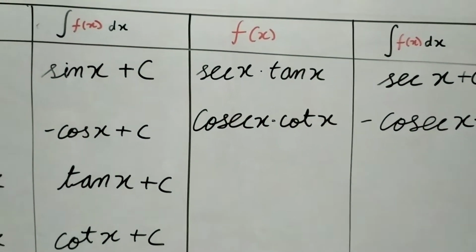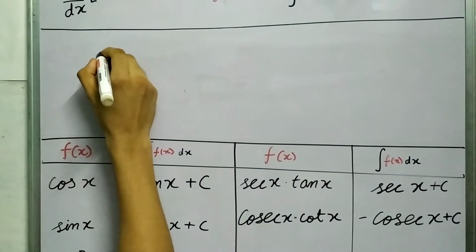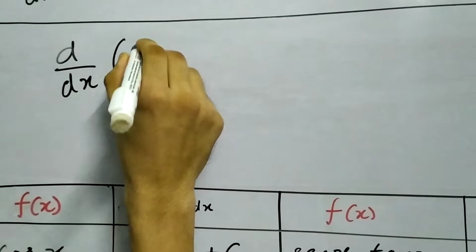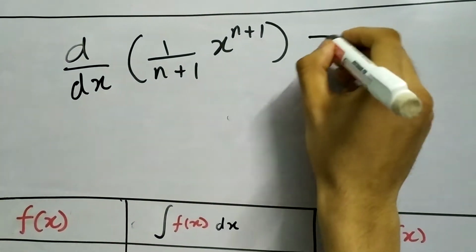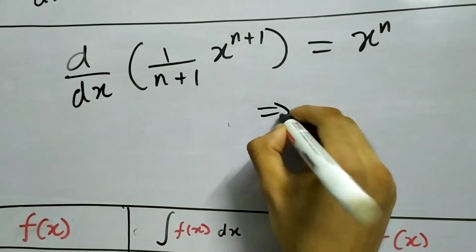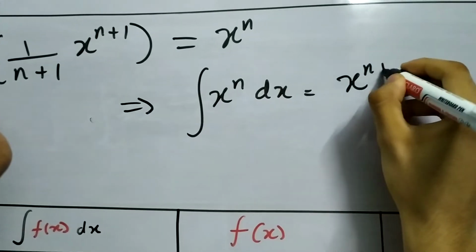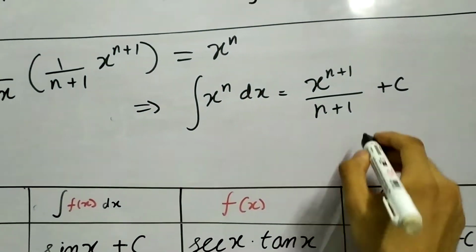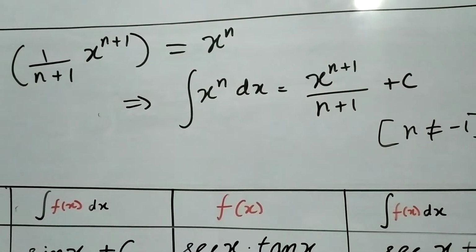Now let us do some algebraic ones. We studied this one, differentiation: d by dx of 1 upon n plus 1 times x to the power n plus 1, okay? We did it in our previous video. This gives you x to the n. So from this you can say that the integration of x to the n dx is x to the power n plus 1 upon n plus 1 plus some constant, okay? And the important thing is n cannot be equal to minus 1, otherwise the denominator will be 0.